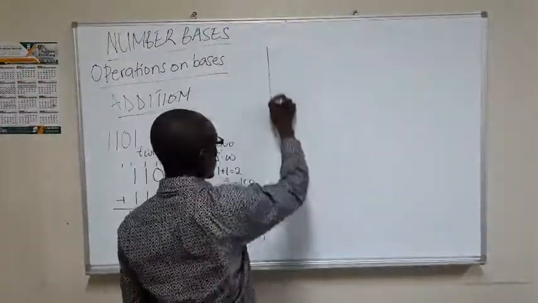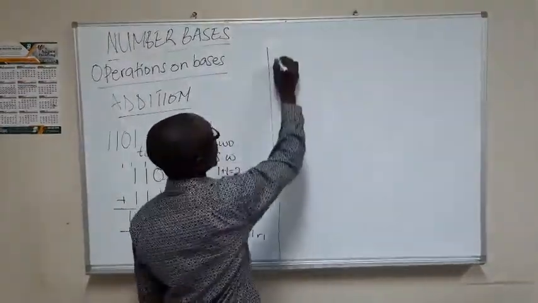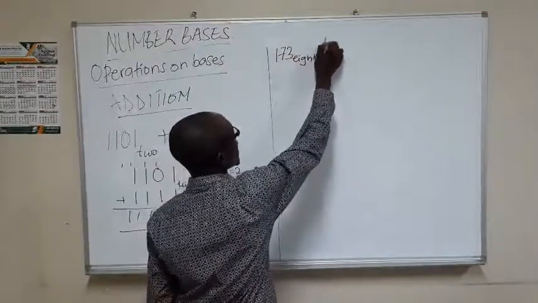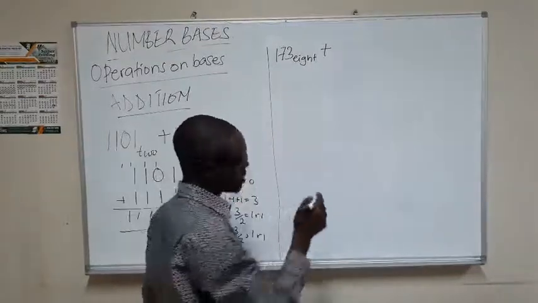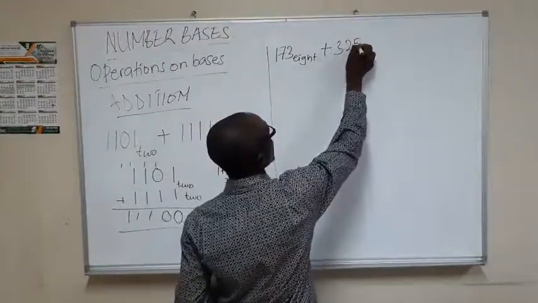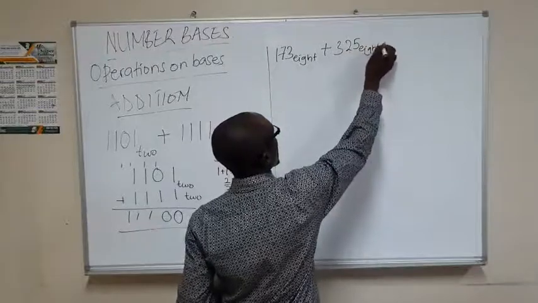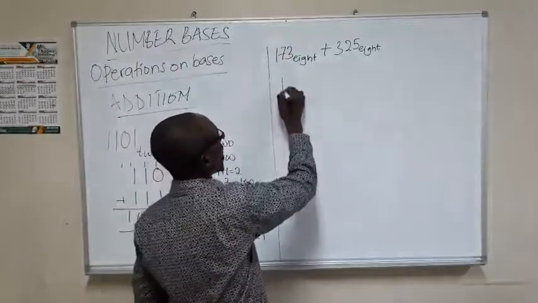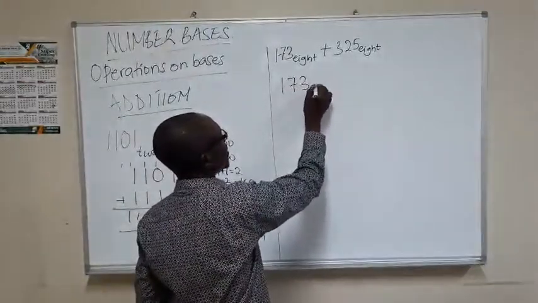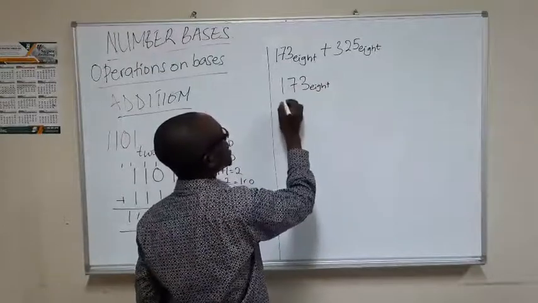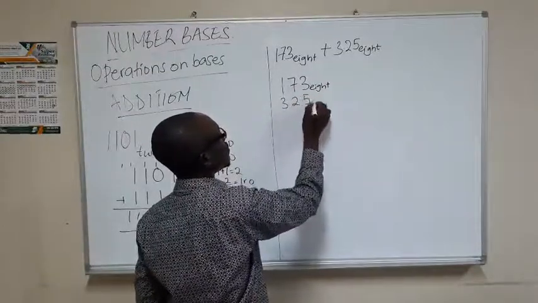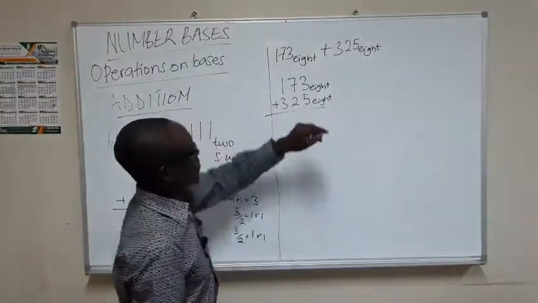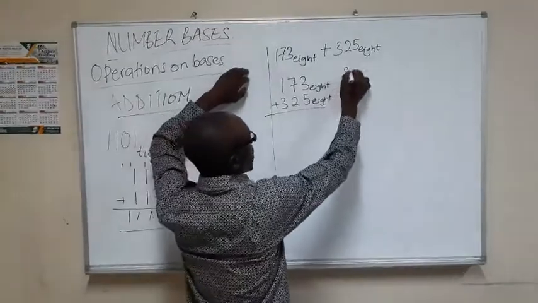For example, 173 in base 8 plus 325 in base 8. Still we take the same procedure. 173 base 8, I'm adding 325 base 8. This is my side work.